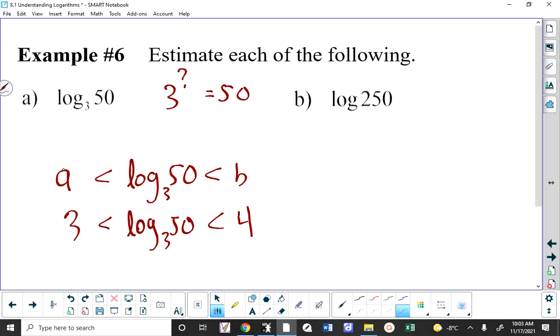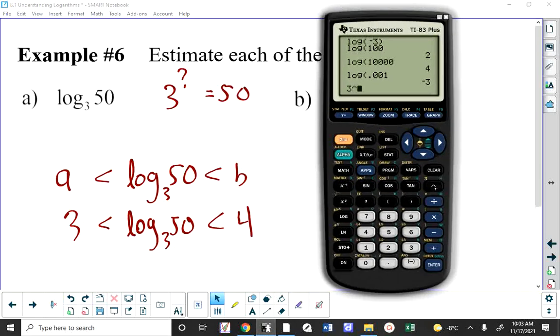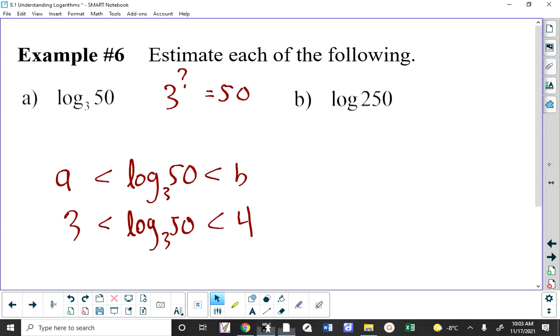You know, could you start playing around on your calculator and saying, let's try 3 raised to the 3.5. Ooh, that's almost 50. Let's try 3 raised to the 3.6. Could you walk down that road? Sure. It's not worth our time, though, because later on you will know how to evaluate that exactly.